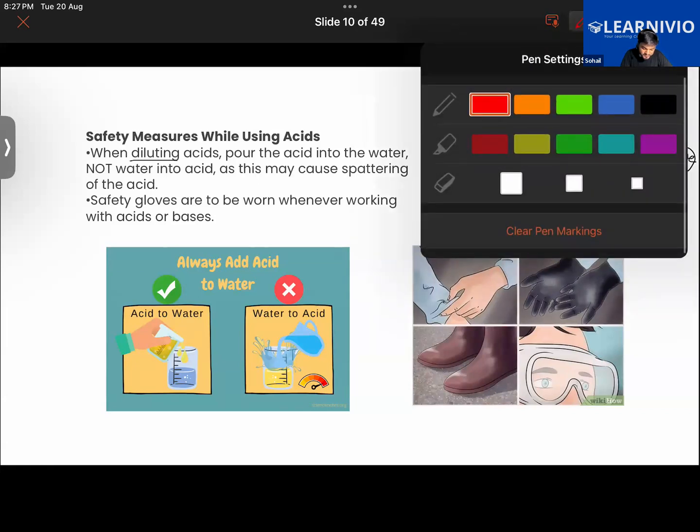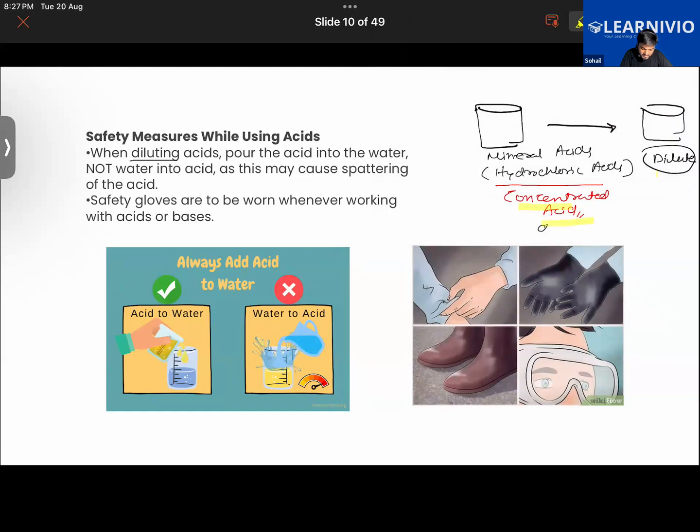Now, first of all, let me clarify the concept of concentrated and dilute acid. Basically, concentrated acid will have very little water in it, while a dilute acid will have a good amount of water in it. So concentrated acid will be stronger, and dilute acid is weaker because of the greater amount of water in it, right?